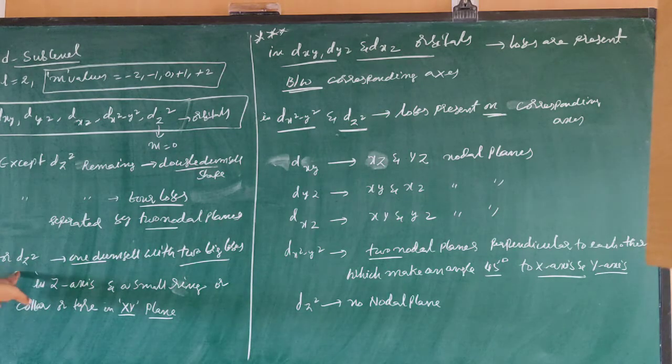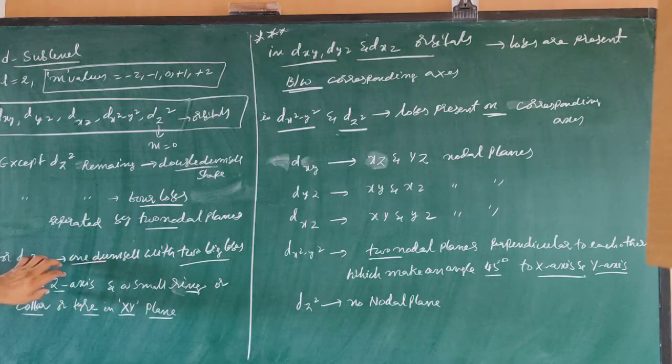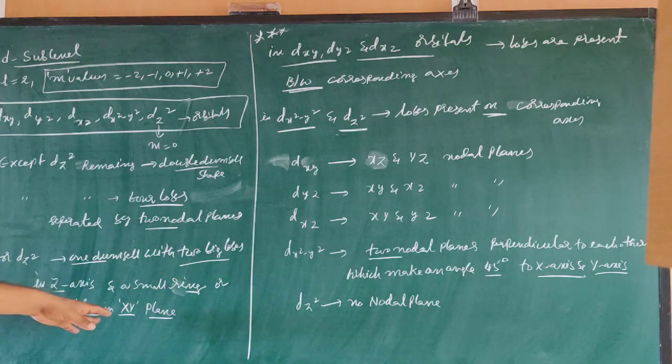For dz², only one dumbbell is there, but it has 2 big lobes. The remaining have ordinary lobes, but dz² has only one dumbbell, with big lobes. These lobes are arranged along the z-axis, and a small ring is present in the xy plane. That ring is otherwise called a collar or torus. So these 2 lobes are present on the z-axis and a ring is present in the xy plane.